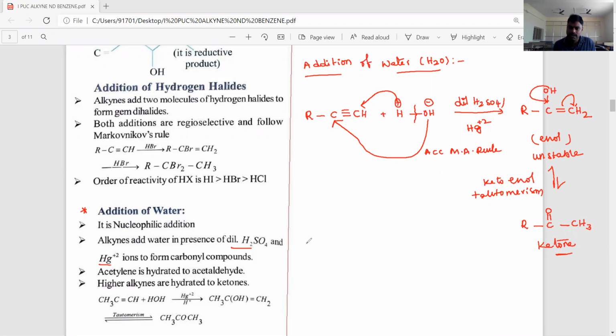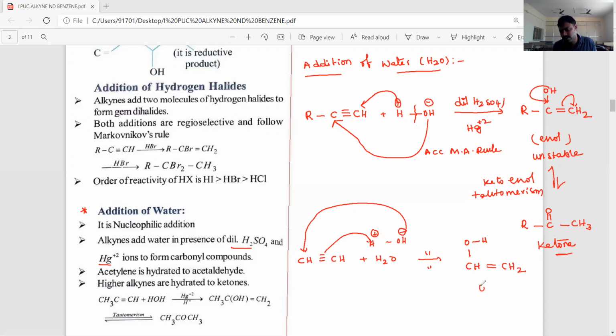The products are ketones, except for example acetaldehyde. Take CH triple bond CH. To this, you have to add a water molecule under the above conditions, in the presence of dilute H2SO4 and Hg2+ ions. Then it is a symmetrical alkyne, so you add the H+ ion at any one of the carbons and the OH- ion at the adjacent carbon. Now the intermediate product, enol, will form.